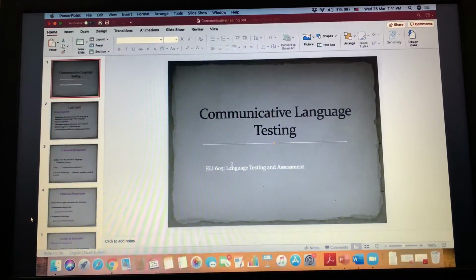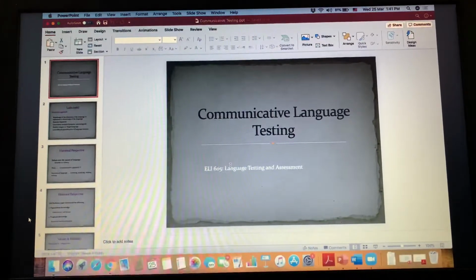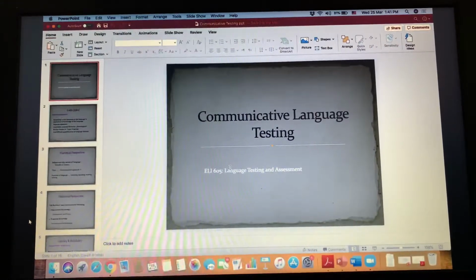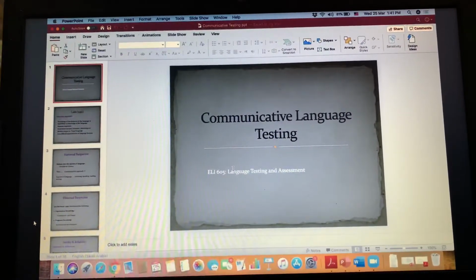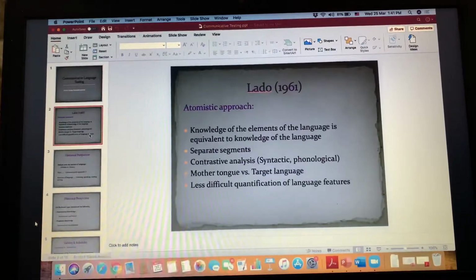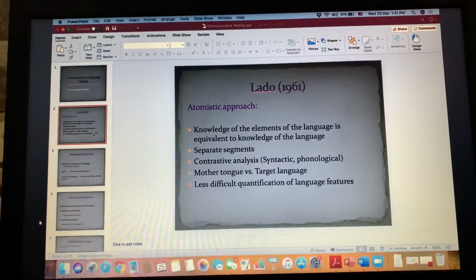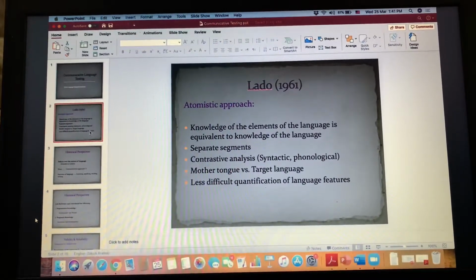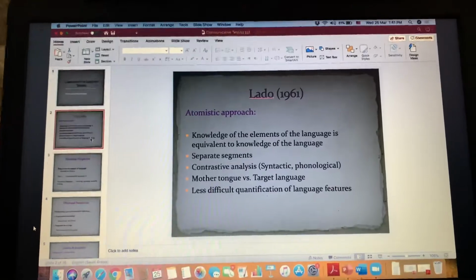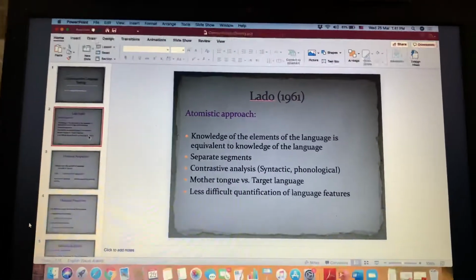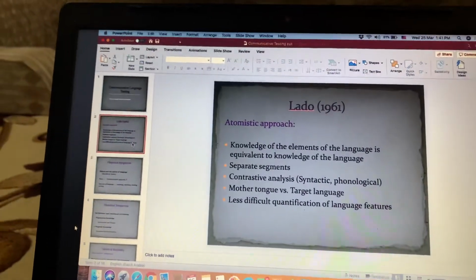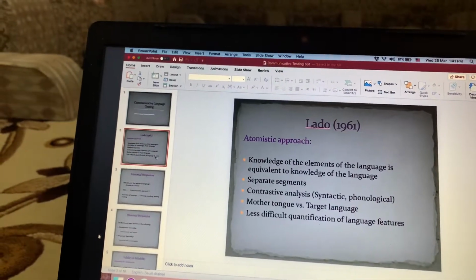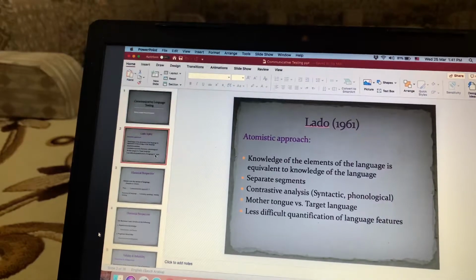But our chapter completely argues with that. Right. So if we go to the first slide, we're going to go to the latest definition of the atomistic approach, right? So it's the knowledge of the element of the language is equivalent to knowledge of the language.